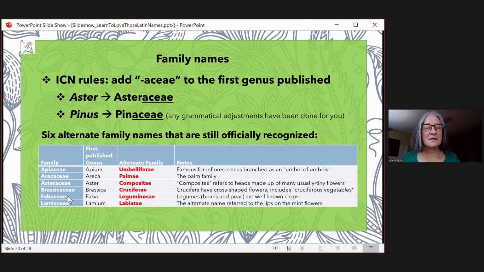So Fabaceae is the correct name for the family, but Leguminosae is another correct name. And Labiatae, because of the lips of the flowers. And there are a couple of others that are still legal. These are the ones that Americans would bump into.